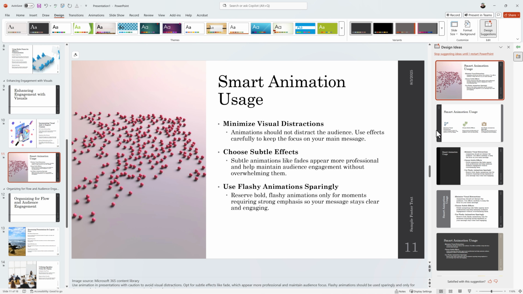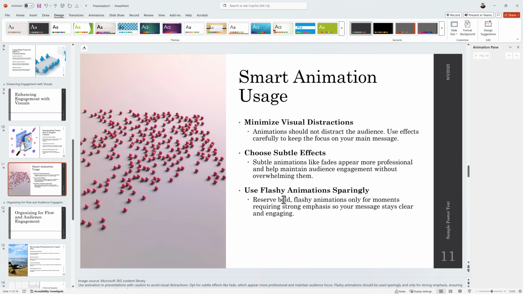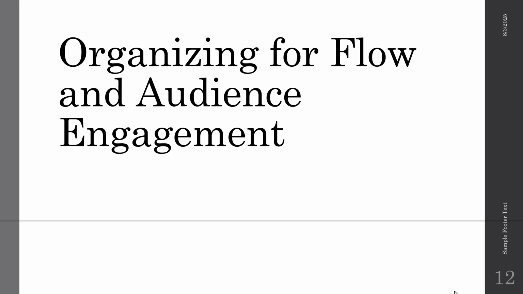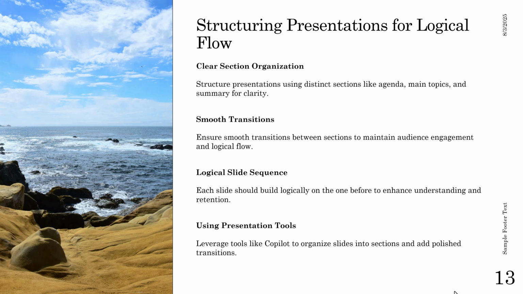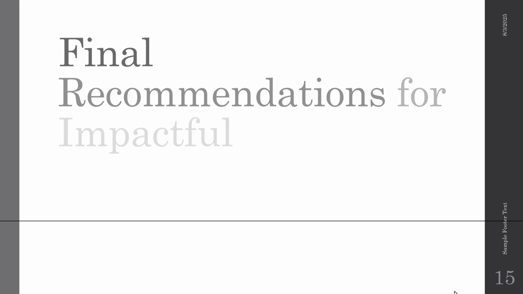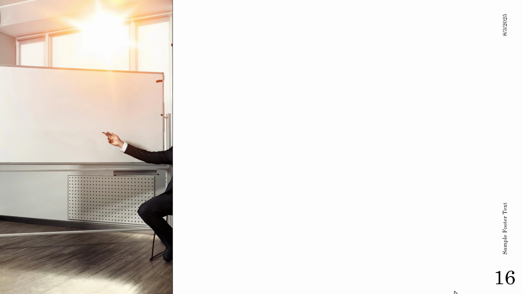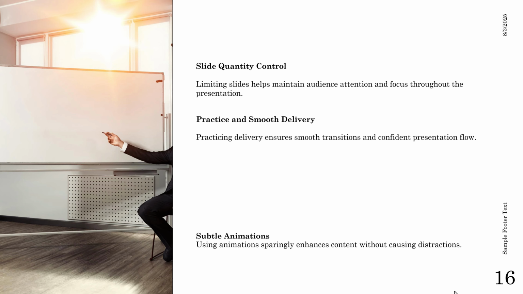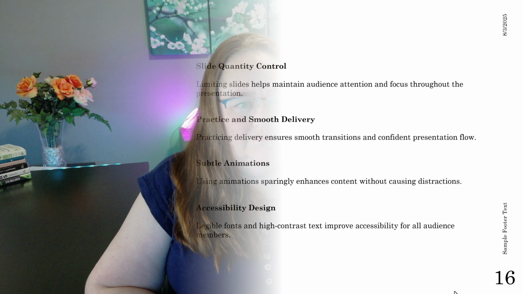Now we have our missing best practice slide that tells us to minimize visual distractions, choose subtle effects, and avoid using flashy animations unless you're really trying to create a strong emphasis. To see this advice in practice, let's turn on presentation mode. As I scroll through the slides, you'll notice that most of them have a subtle fade effect between slides. However, on the final recommendations slide, each of the points come in one by one so that I can emphasize them as I'm wrapping up my presentation.